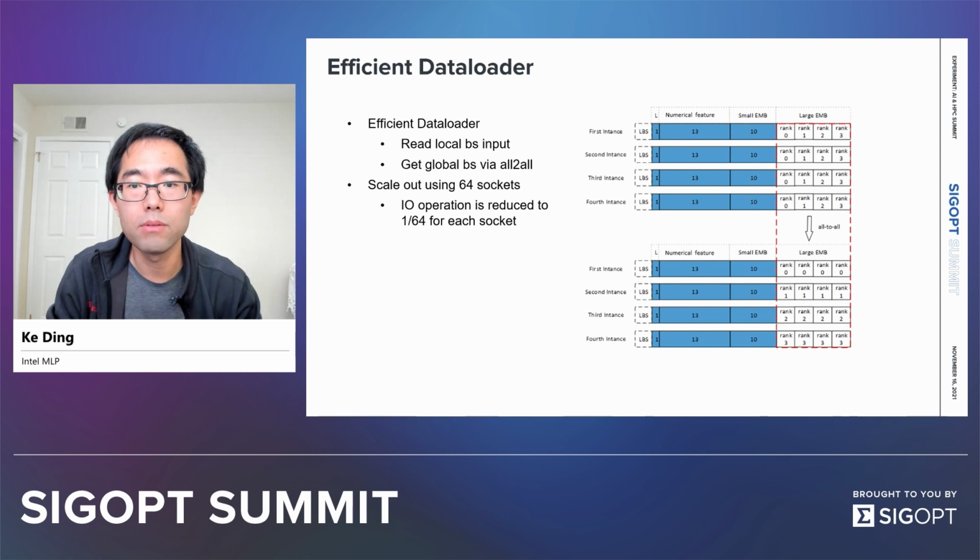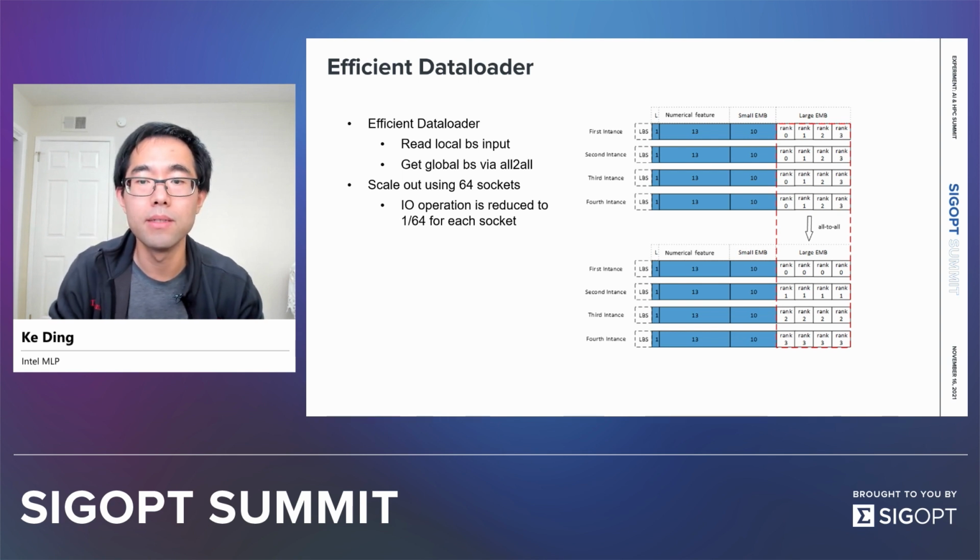Here, a novel model parallel data loader is proposed to reduce this overhead. The data loader will only read the local batch size inputs, which is a fraction of global batch size input, and use all-to-all communication to get global batch size input. I don't want to dig into very much detail for this due to the time constraint, but if anybody has interest to know more, we can discuss offline or check our blog.